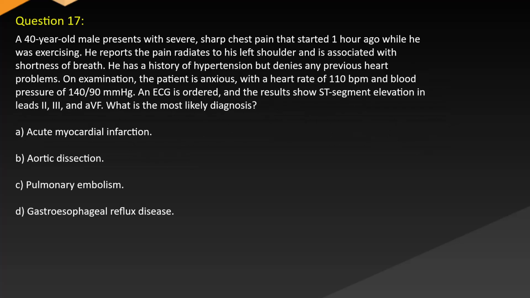Question 17. A 40-year-old male presents with severe, sharp chest pain that started 1 hour ago while he was exercising. He reports the pain radiates to his left shoulder and is associated with shortness of breath. He has a history of hypertension but denies any previous heart problems. On examination, the patient is anxious with a heart rate of 110 bpm and blood pressure of 149 mmHg. An ECG is ordered, and the results show ST segment elevation in leads II, III, and aVF. What is the most likely diagnosis? A. Acute myocardial infarction. B. Aortic dissection. C. Pulmonary embolism. D. Gastroesophageal reflux disease.